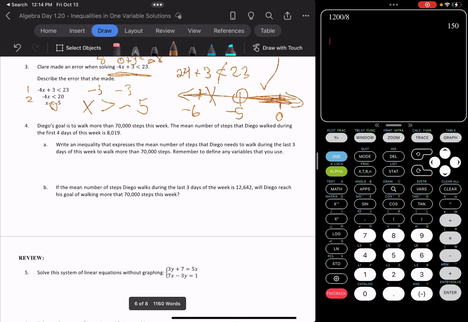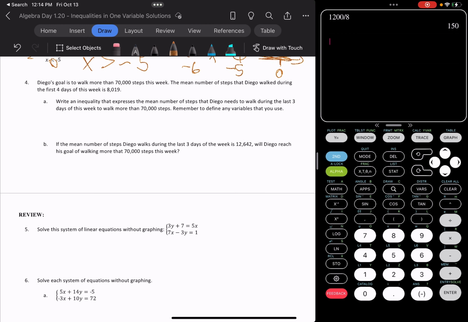So Diego's goal is to walk more than 70,000 steps this week. The mean number of steps that Diego walked during the first 4 days of this week is 8,019. Write an inequality that expresses the mean number of steps that Diego needs to walk during the last 3 days of this week to walk more than 70,000 steps. Remember to define any variables that you use.